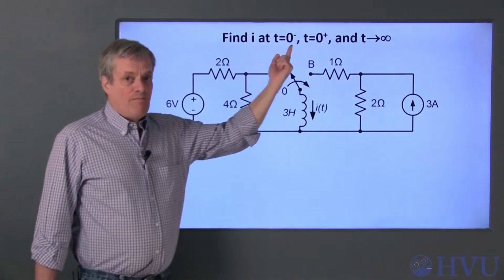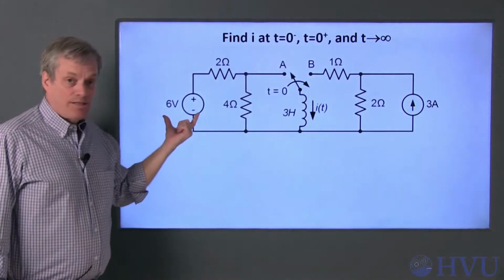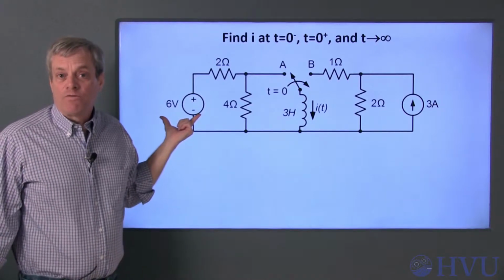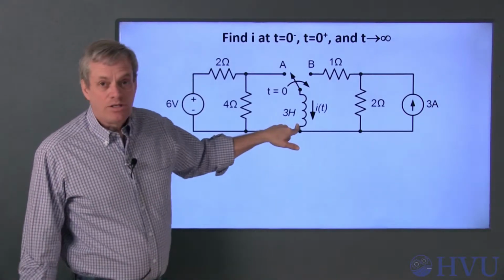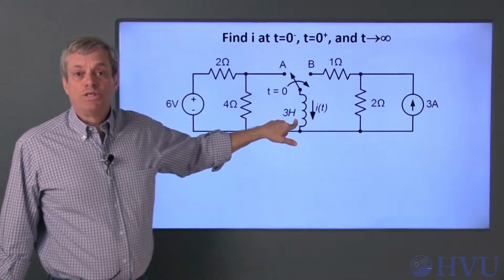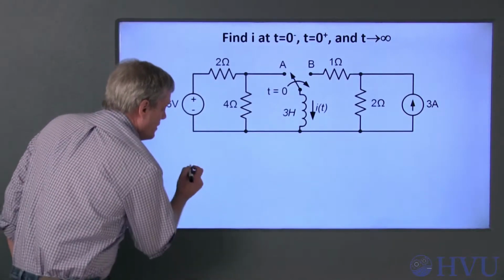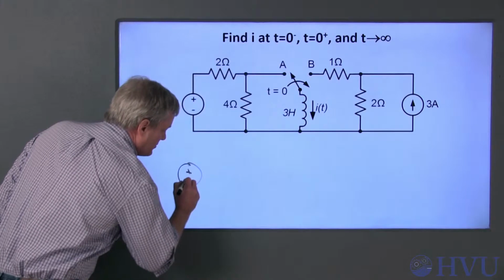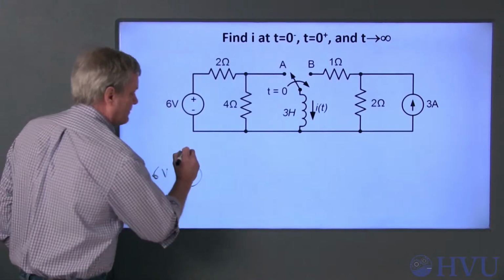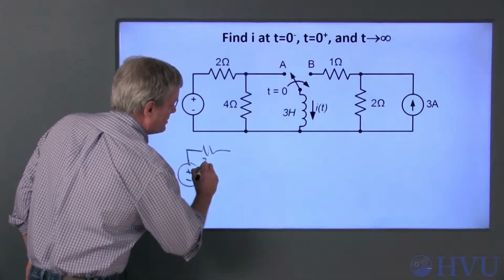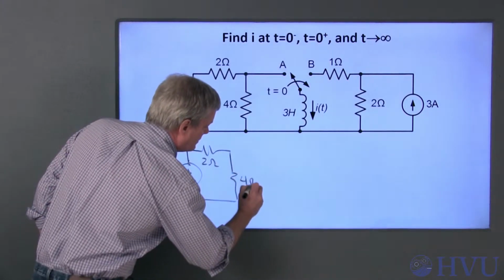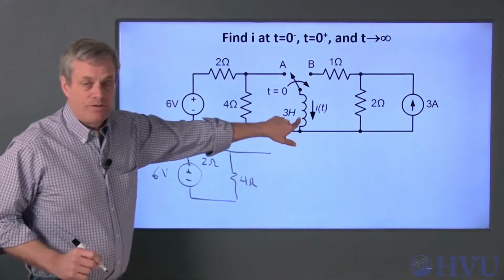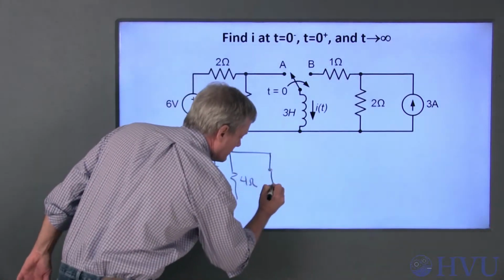At t equals 0 minus, the input is constant, and it's been constant for a long time. That means that at t equals 0 minus, the inductor looks like a short circuit and there's no voltage difference across the inductor. So the circuit becomes a 6-volt source, this 2 ohm resistor, a 4 ohm resistor, and then this inductor that looks like a short circuit.